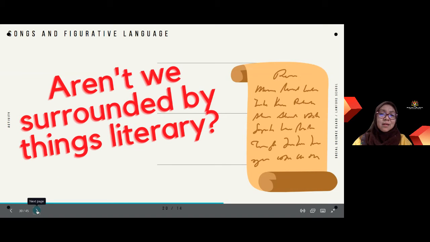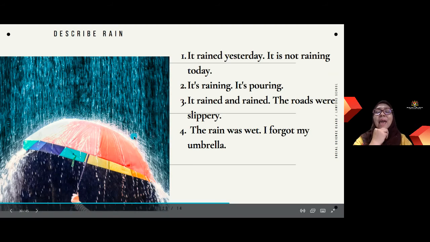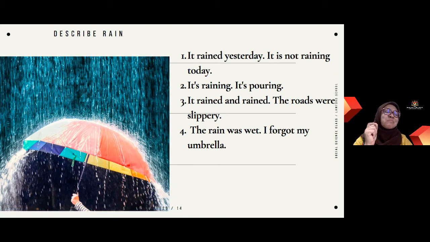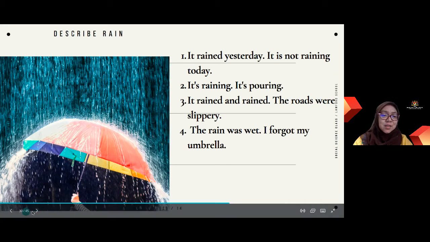Now, yesterday I had a short experiment with my nieces and nephews. I said, give me two sentences about rain. So, very, very not literary. It rained yesterday, it is not raining today. It's raining, it's pouring. It rained and rained, the roads were slippery. The rain was wet. I forgot my umbrella. So this is typical of kids who, I suppose, have not read a novel in their lives.